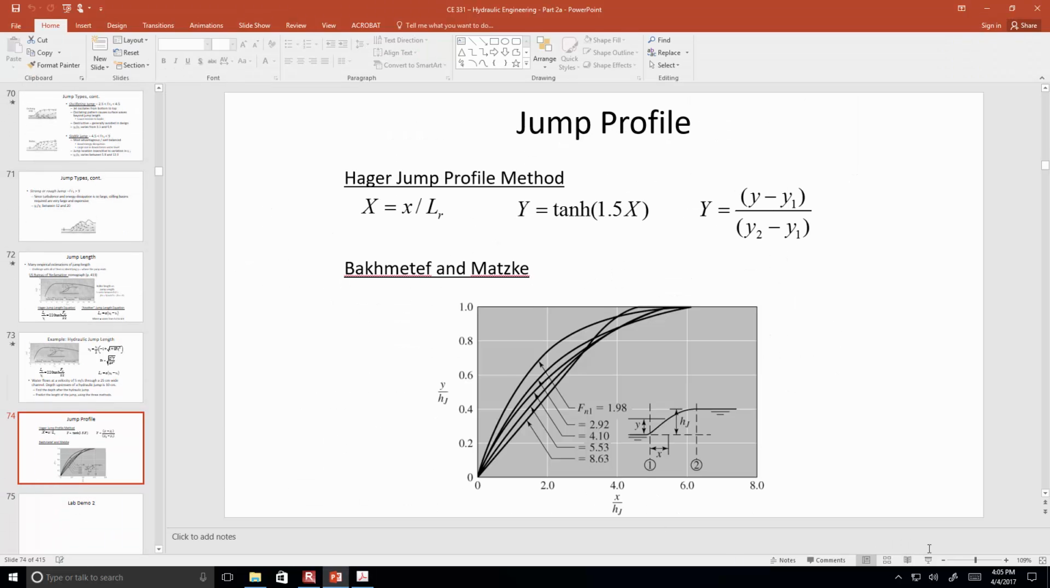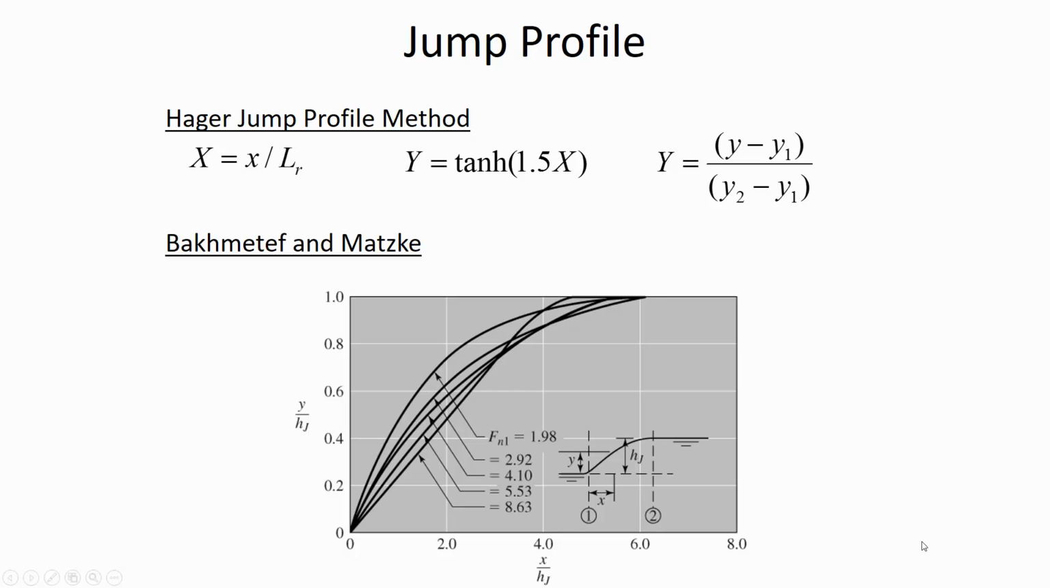Okay. A related thing to the jump length is that there are equations that describe the profile, or just the shape of the curve. So as a function of x, you could find out how deep the jump is at any certain location by using either the Hager method, or there's a figure in the book, anybody want to try pronouncing this? Bakhmetov? Well, hopefully he's not rolling around in his grave. I just murdered his name.